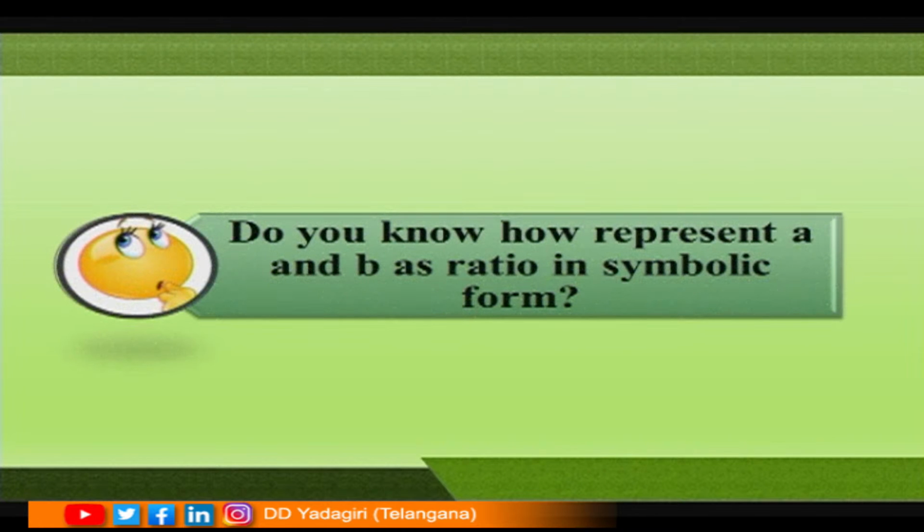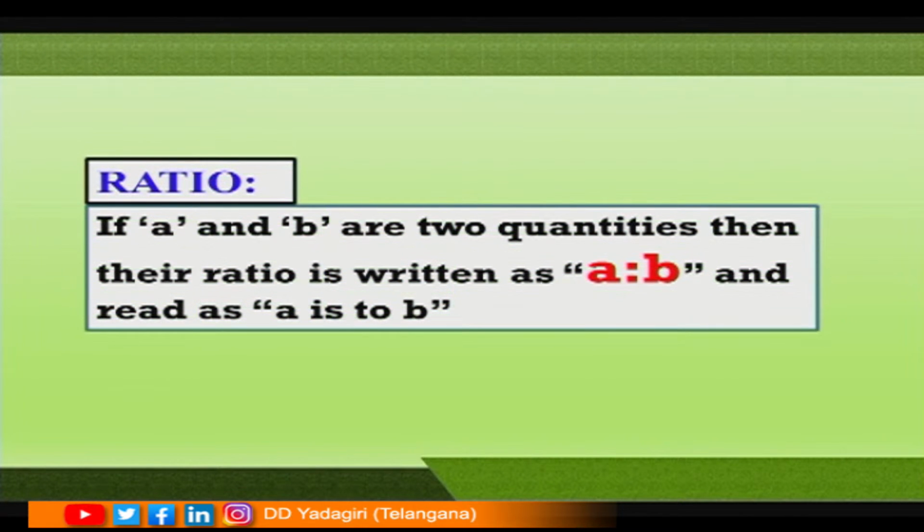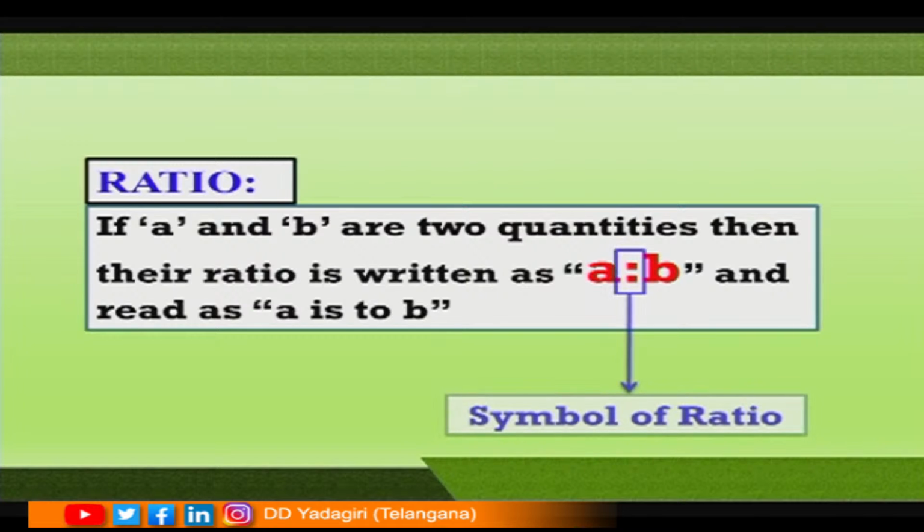Children, do you know how to represent two quantities A and B as a ratio in symbolic form? Very good. That is, if A and B are any two quantities, then their ratio is written as A colon B and we read it as A is to B. Now, if you notice, this colon is the symbol of ratio.